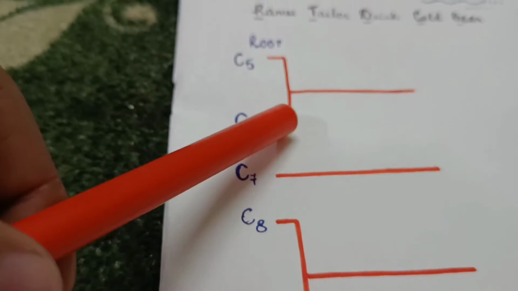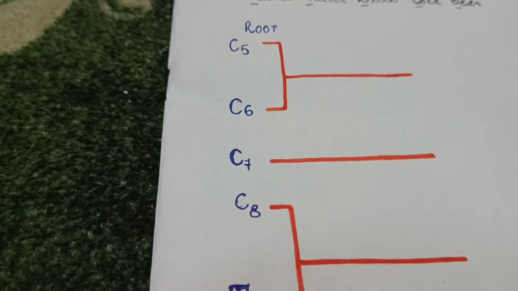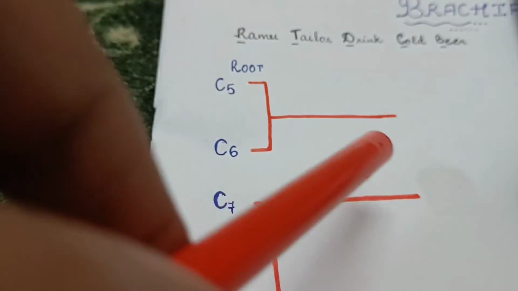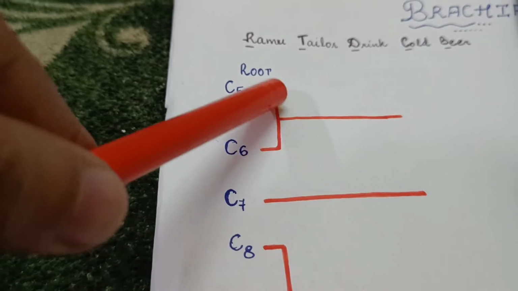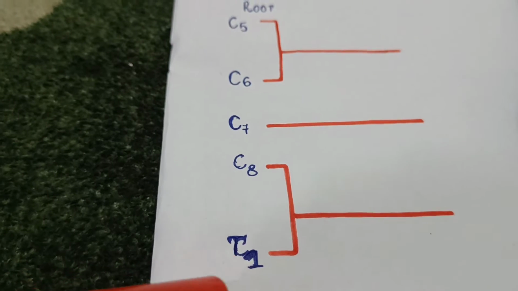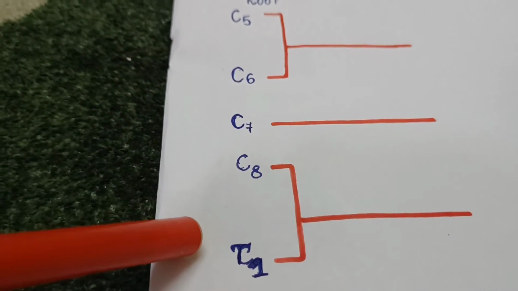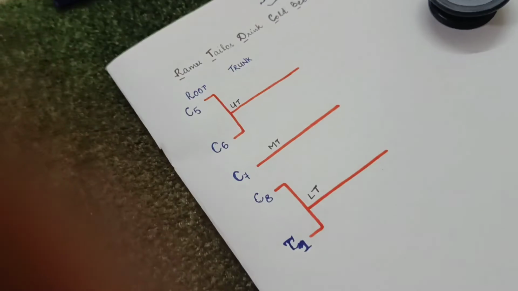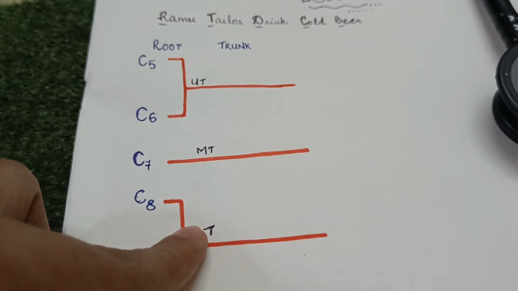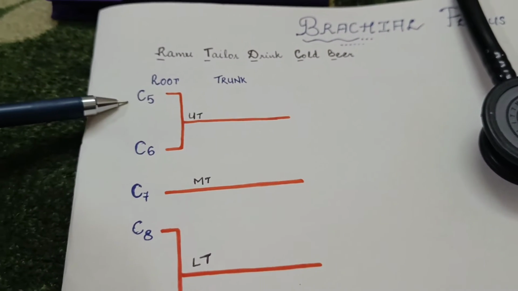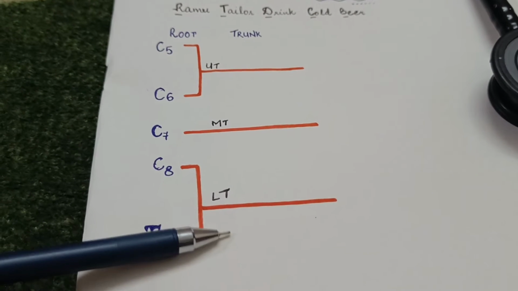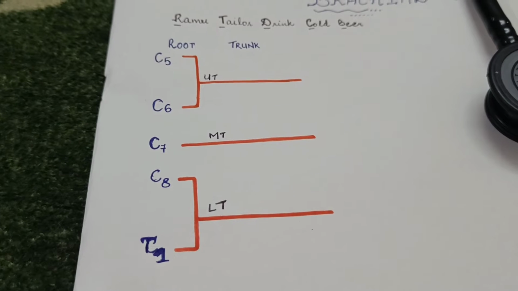The first lines I marked are the roots and these are the trunks. T for trunk. So C5, C6, C7, C8 and T1: we have 5 roots and 3 trunks. We have the upper trunk, middle trunk and lower trunk. The upper trunk comes from C5 and C6. The middle trunk originates from C7. The lower trunk originates from C8 and T1.